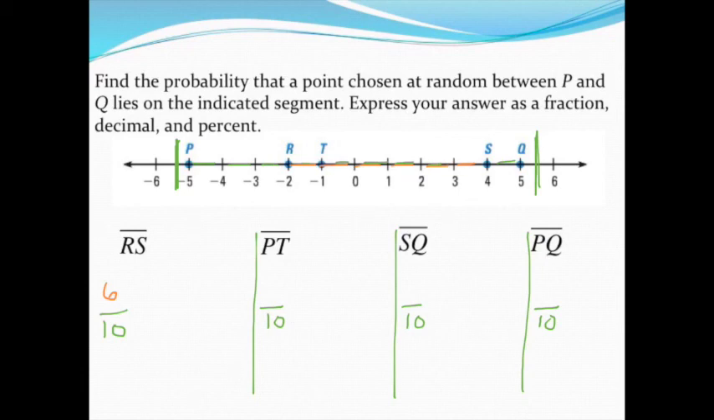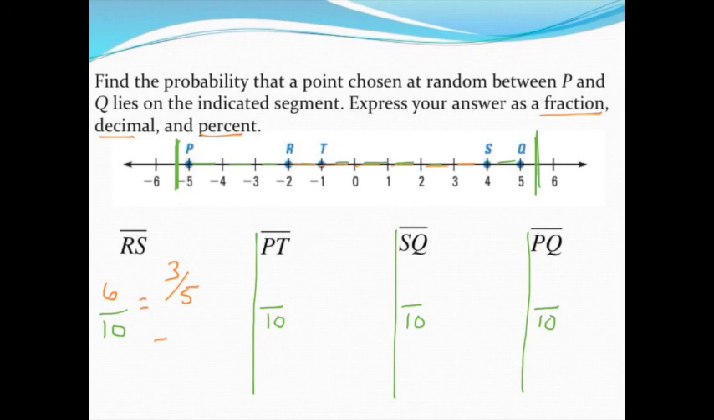They've asked us to write our answer as a fraction, which we've done, although we have not simplified it, and a decimal and a percentage. So they want 3 answers for each of these questions. First thing, go ahead and simplify your fraction. 6/10 simplifies to 3/5, so there's my probability expressed as a fraction.